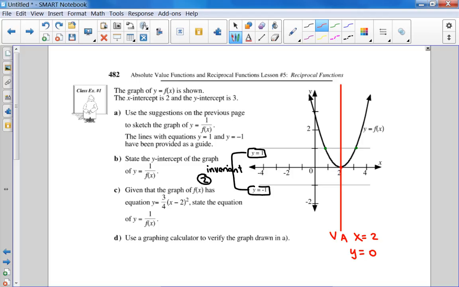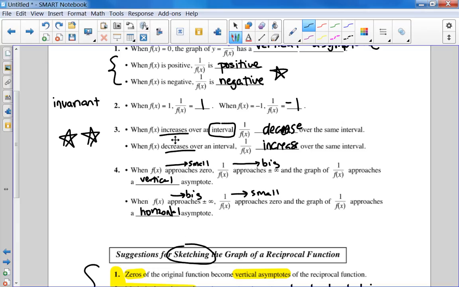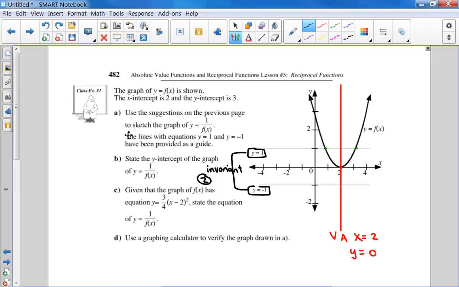All right, can we sketch yet? We could, right? Does it have to be perfect? But you have to be smart. So let me use my mouse to get you started. On the previous page, it kept talking about these intervals. Where does it say that? Right here. So if the function increases over an interval, the reciprocal should decrease over that same interval.